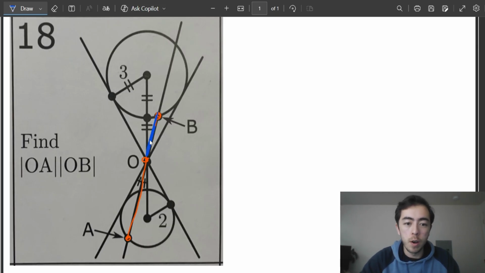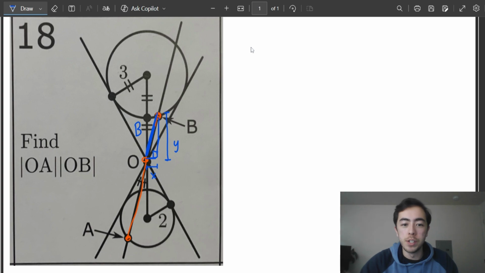This is the length OB, but I am going to use this length in all my algebra, so I'm just going to call it capital B for now, not to be confused with the point. I think it would make sense to start making this right triangle right here. This can be our variable x, this can be our variable y.